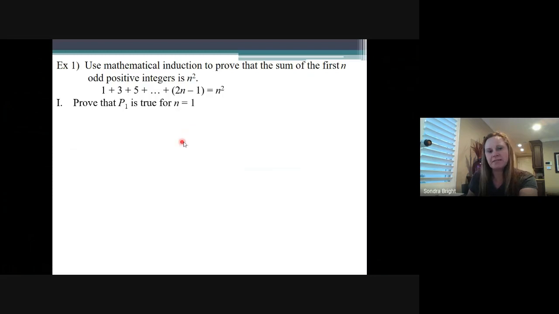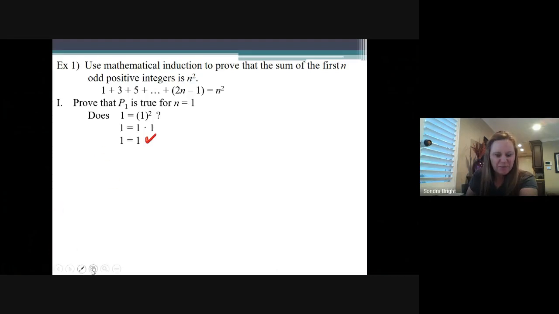Okay, so here's the math induction proof. You start off by literally writing Roman numeral 1: prove that P1 is true for n equals 1. This is literally plugging in a 1 for n and showing it's true for n squared. I cheated a little bit and just said the first term was 1. You could have also said 2 times 1 minus 1. Is it equal to 1 squared? And sure enough, it is. And so, boom, there you go.